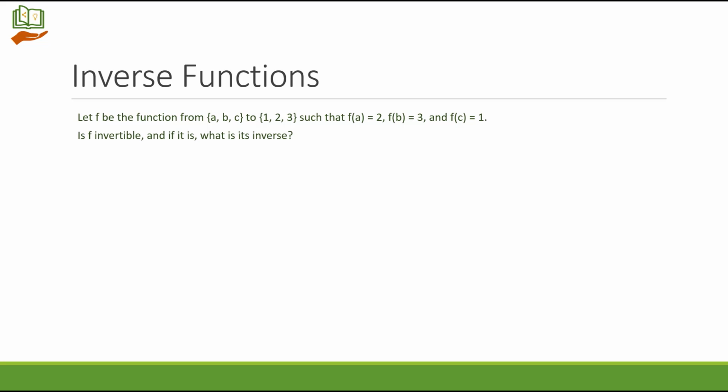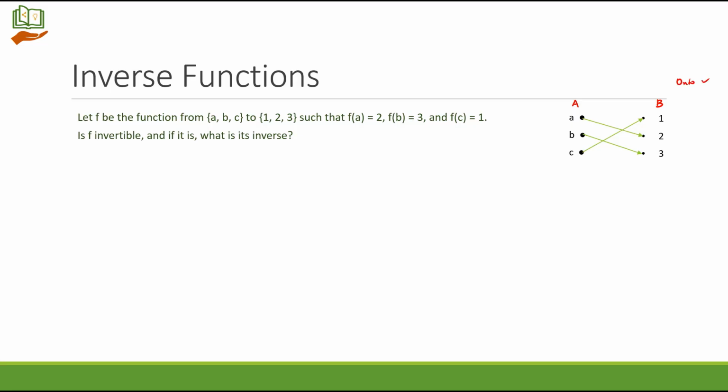Let f be the function from {a, b, c} to {1, 2, 3} such that f of a is equal to 2, f of b is equal to 3 and f of c is equal to 1. Is f invertible? If it is invertible, what is its inverse? This is going to be the domain. Let's take this to be set A and this is the codomain, set B. Is the codomain equal to range? Yes. So, the function is onto.